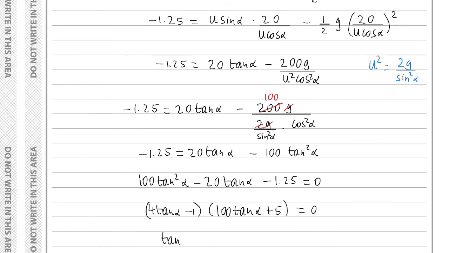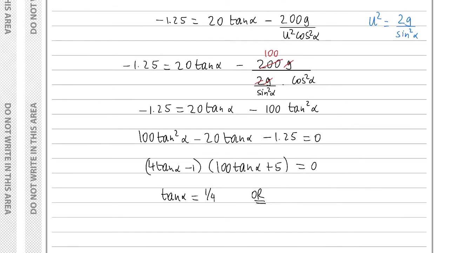Either tan alpha is a quarter or tan alpha is minus 1 over 20. Now we reject tan alpha being minus 1 over 20 because it would lead to an obtuse angle. We don't want that, so we reject this. So tan alpha is a quarter, which leads to alpha being 14 degrees to 2 SF. So that was the 9 marks for part B.